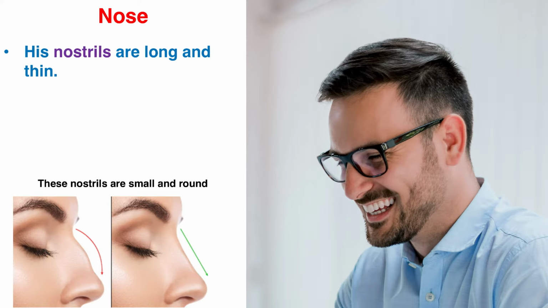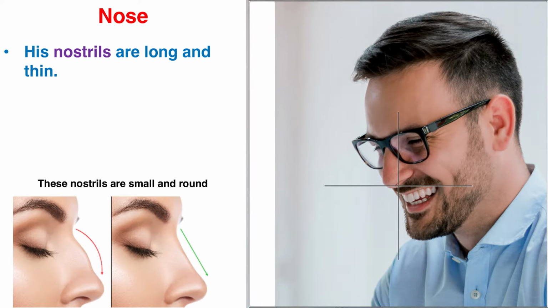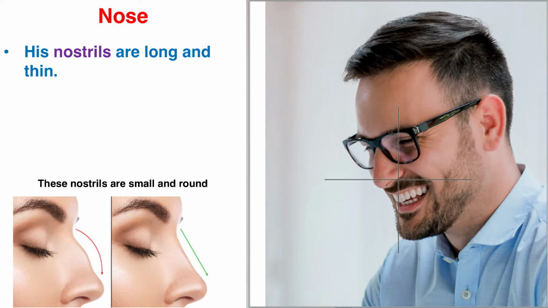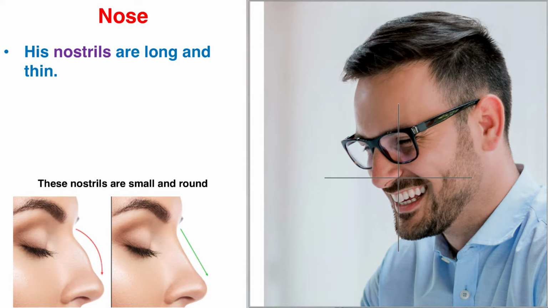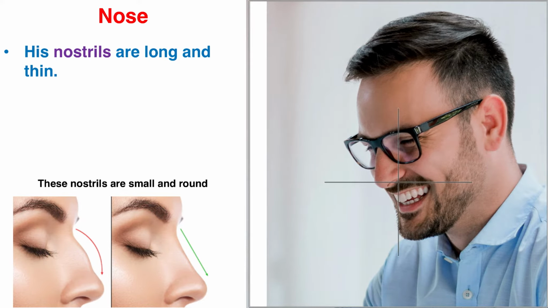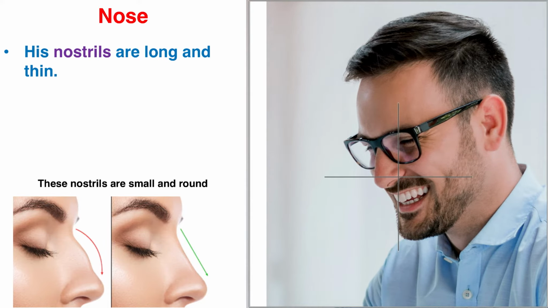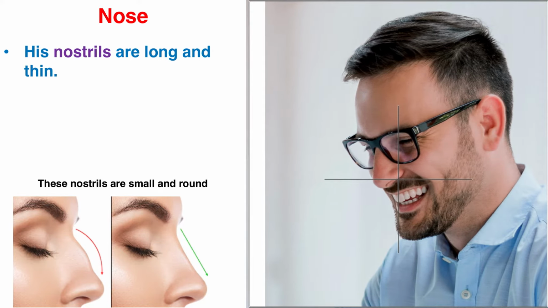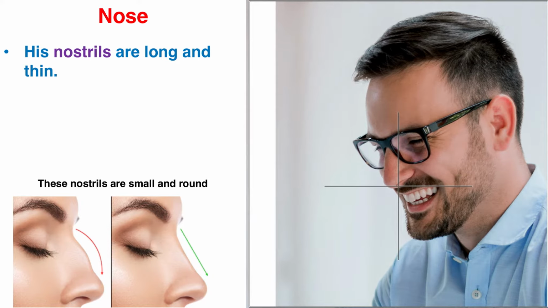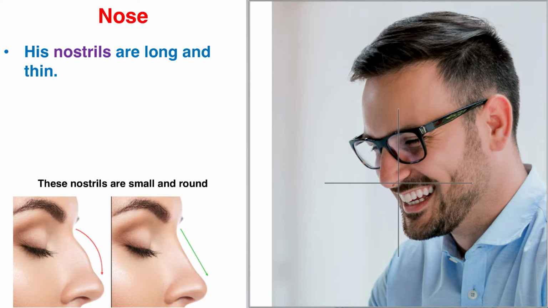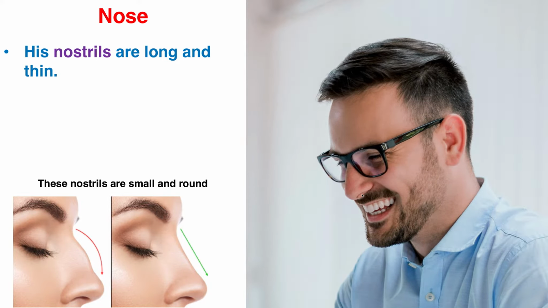Now his nostrils, I would say, are long and thin. So here are his nostrils, or here is his nostril. So it's long this way, and people who have a tall nose tend to have long nostrils. So he's got long nostrils that are thin, so they're not very wide this way.